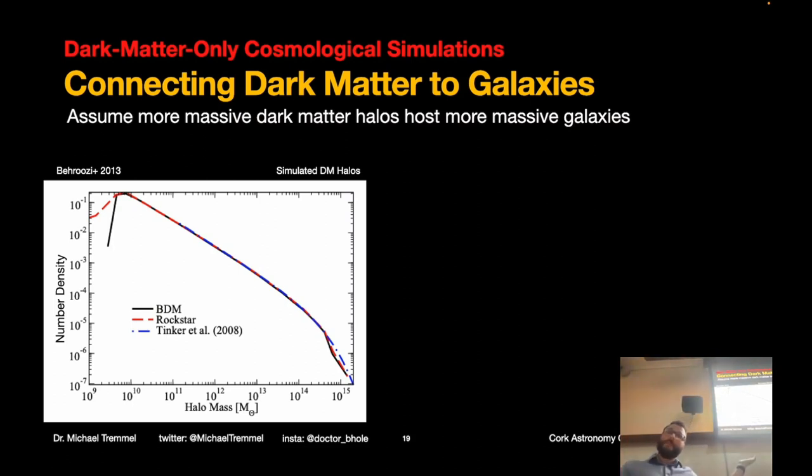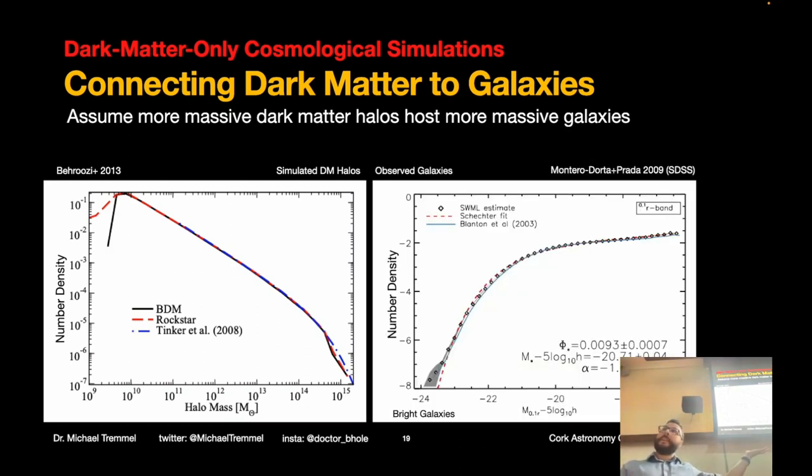But then we can look to observations, and we can do the same thing there, but for galaxies. Because we're dealing with magnitudes, which I think some of you are aware of already, we're looking at bright galaxies on the left and dim galaxies on the right. But we can look at the same thing, the number density of galaxies as a function of their brightness, or you can also think of that as a function of their mass. Bigger galaxies have more stars, they're brighter.